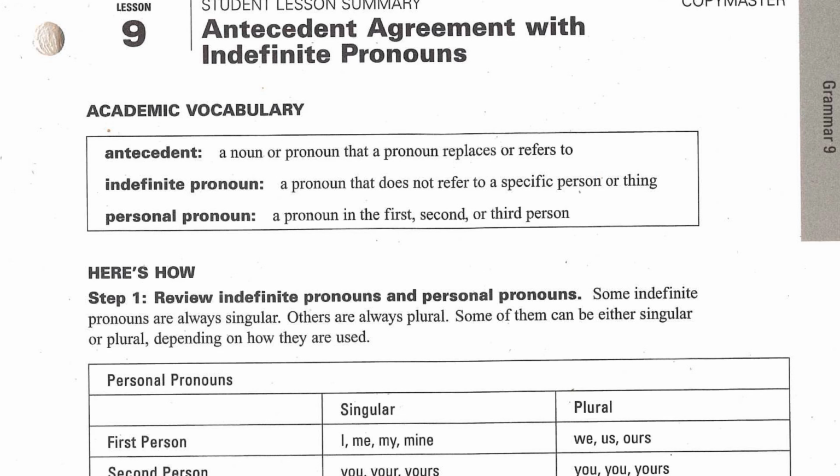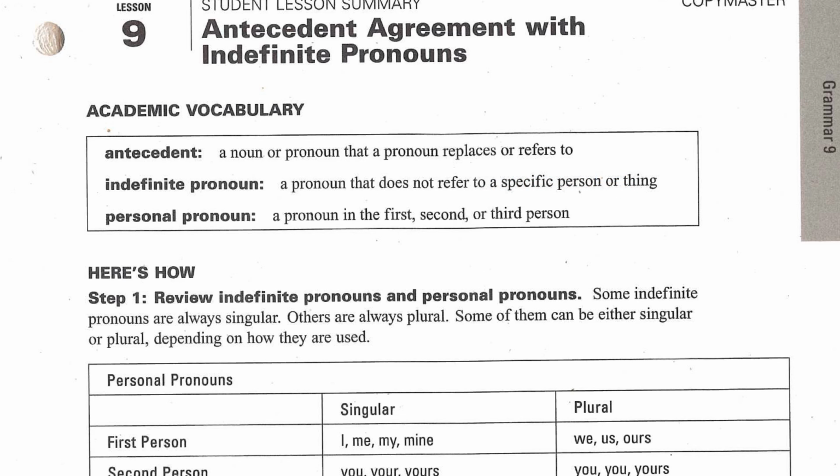Hello, we're looking at your grammar lesson, lesson 9. The lesson is about antecedent agreement with indefinite pronouns. Now, lesson 8 was antecedent agreement with pronouns. An indefinite pronoun is a pronoun that does not refer to a specific person or thing.